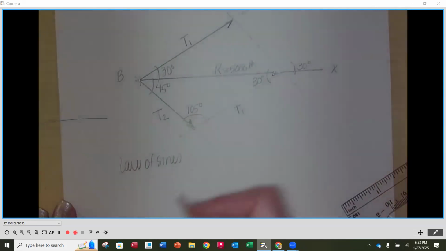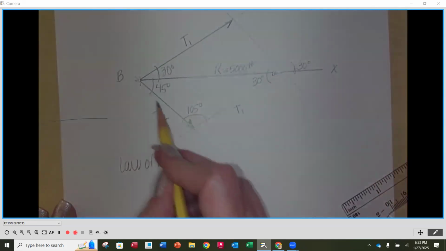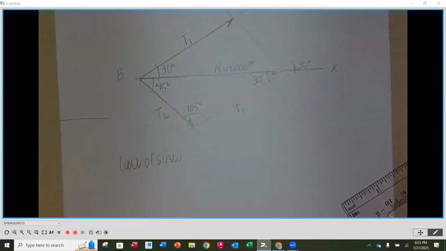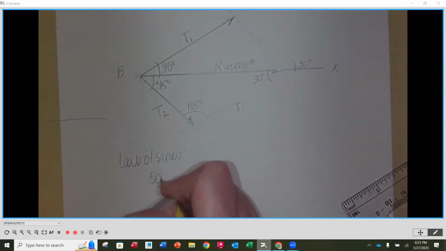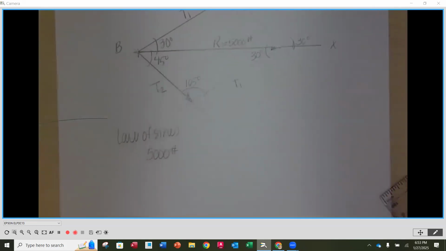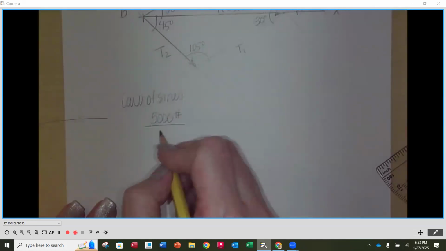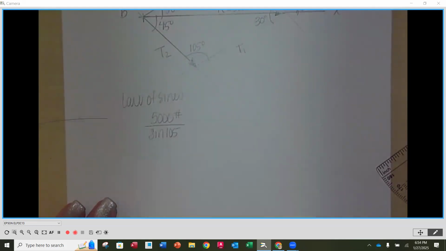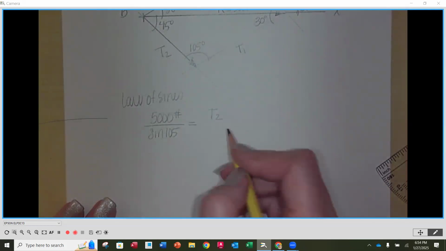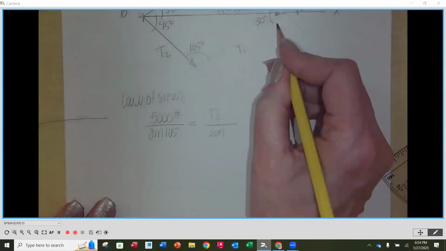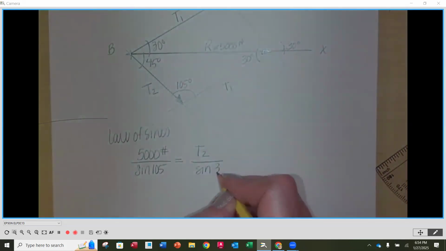Okay. So what we know is, and we're going to try to find T1, T2. I'm going to do T2 with the 30 degrees. So that means I want my lengths of my vectors on the top, right? Then I don't have to do manipulating of the algebra. So I'm going to say 5,000 pounds. Make sure you put your units, and you can use the pound symbol, divided by sine of 105. It's going to be equal to T2, and I'm just putting the lengths on the top so that my unknown variable ends on top, divided by the sine of the angle that's opposite, which is 30 degrees.